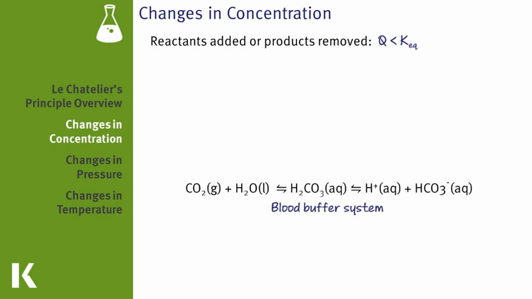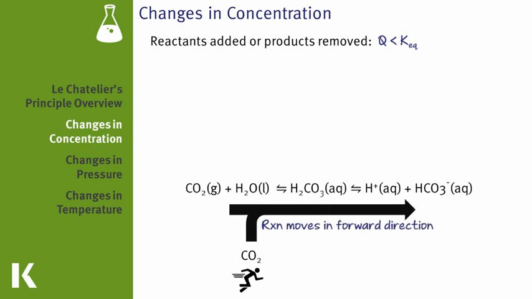Let's look at the example of the bicarbonate buffer in our blood. In our muscle tissue, carbon dioxide concentration is high. As more and more CO2, a reactant, is added to the blood buffer, the reaction proceeds in a forward direction to even out the levels of CO2 and reach equilibrium again.